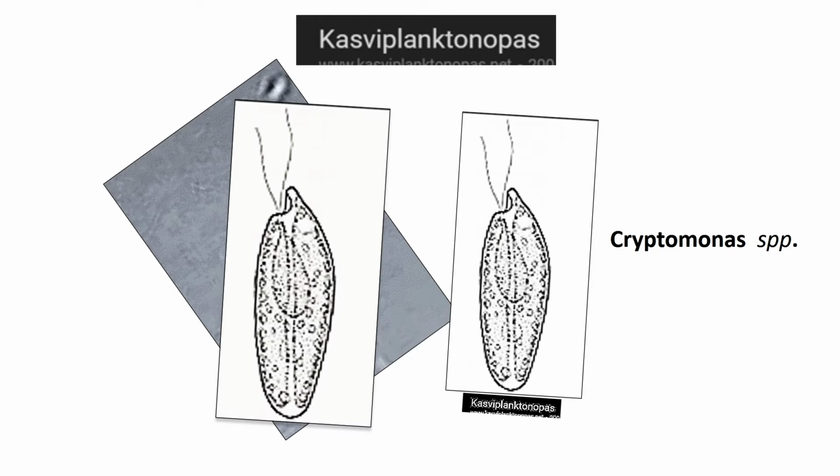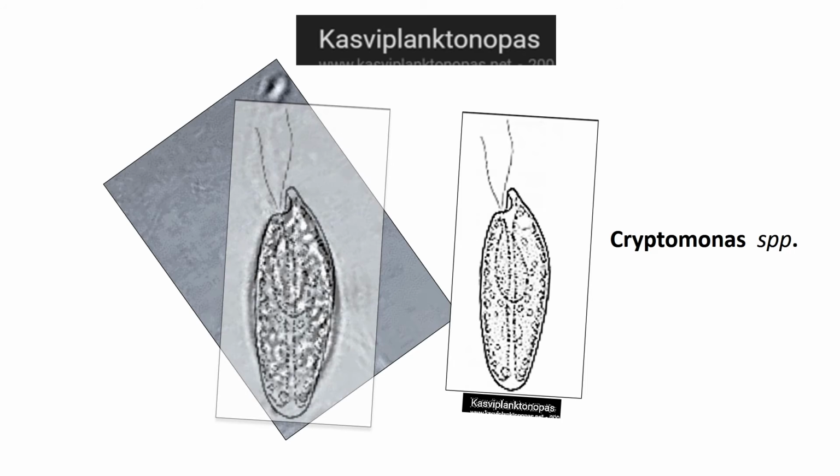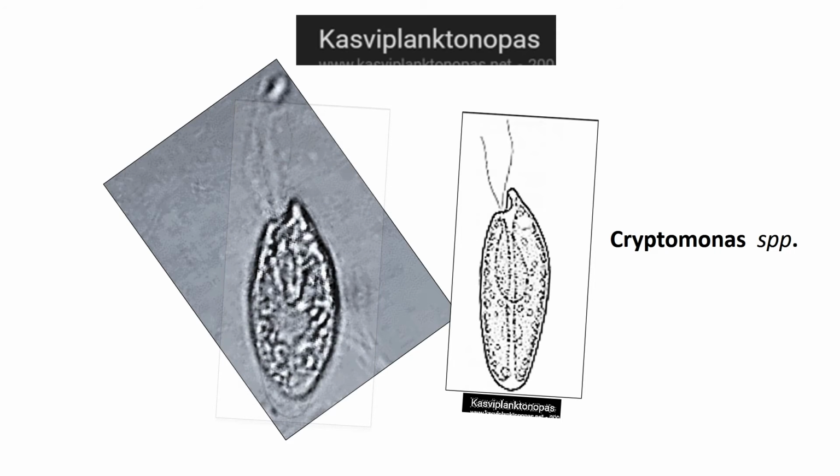On the viewer's right is a drawing of a Cryptomonas species from Casvi Planktonopas. On the viewer's left, this drawing is superimposed upon a photomicrograph from the video to follow. Fading of the drawing will allow direct comparison.